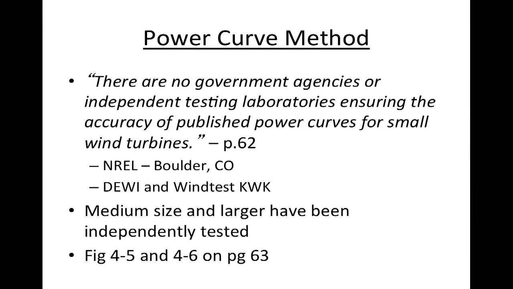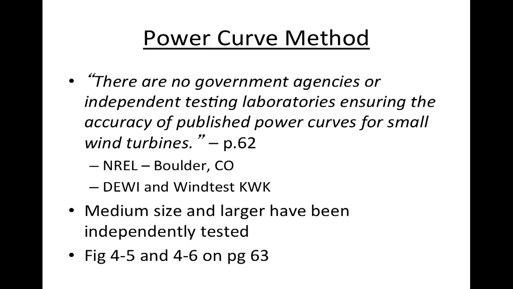The second method for determining power available from a turbine is what's known as the power curve method. At this point, Paul likes to tell us that when he wrote this book, there were no government agencies or independent testing labs that would ensure the accuracy of the published curves for small turbines. NREL was doing some of that work, the National Renewable Energy Labs out in Boulder, Colorado, as was a German firm, actually a couple of them. However, the medium-sized and larger turbines were all independently tested, mostly because the customers demanded it.